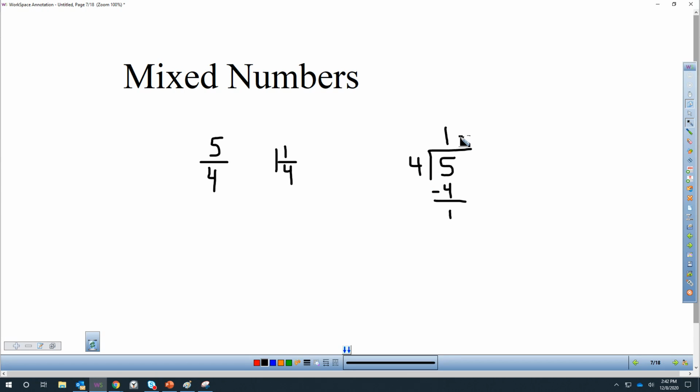And I say, okay, there's a remainder of 1. So this is telling me that 5 divided by 4, or 5/4, is equal to 1, because 4 went into 5 one time, and then plus 1/4 because there was a remainder of 1, and our original divisor is 4, so it's 1 out of 4 left over. So 1 and 1/4 is the mixed number version of 5/4. Long division helps us get there, and there you go.